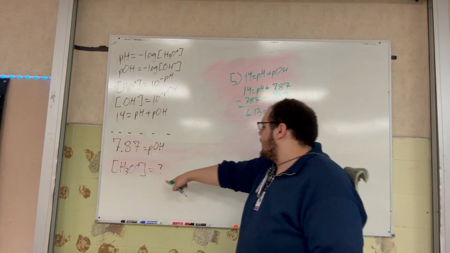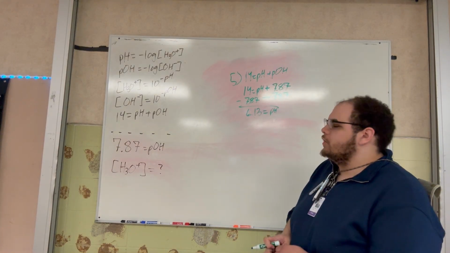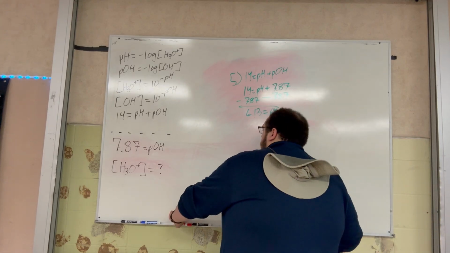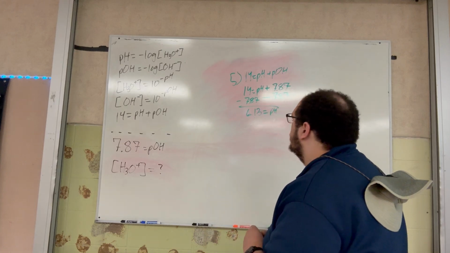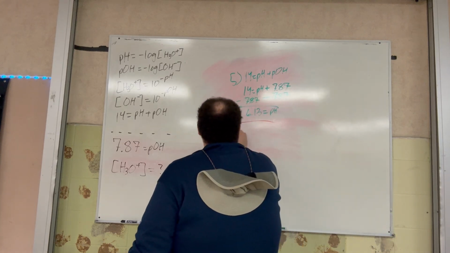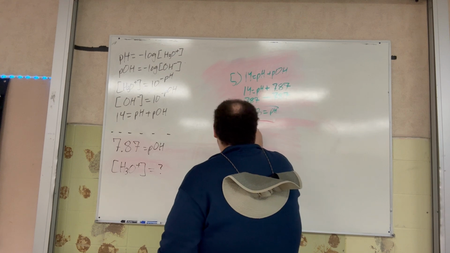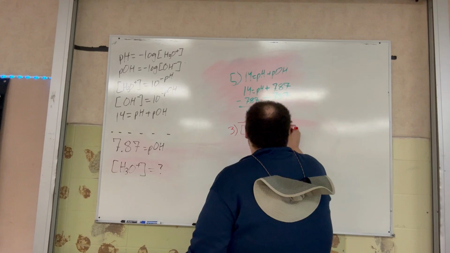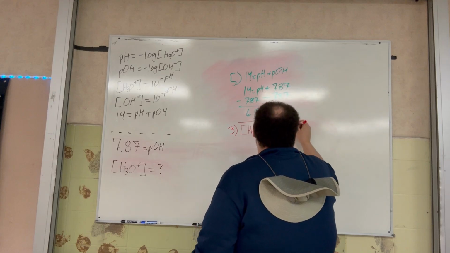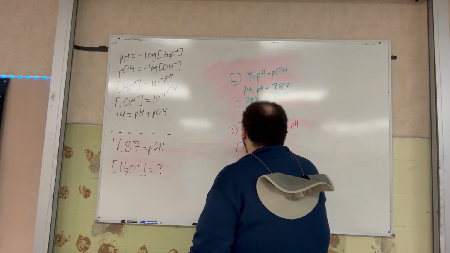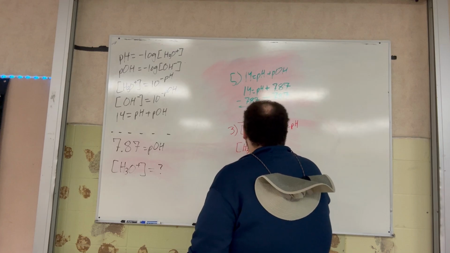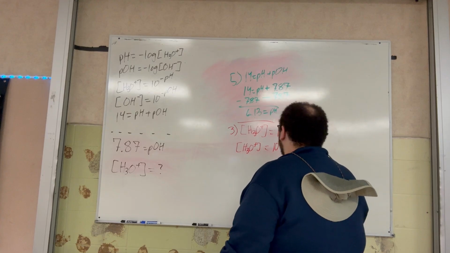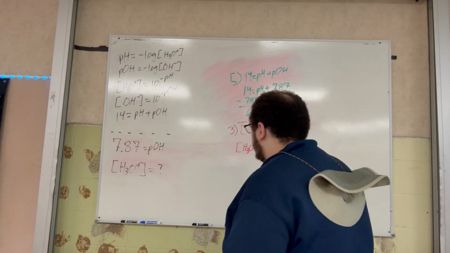Now I have pH. I need to find hydronium. What equation will I use? Number 3. We'll use 3 here. H3O plus equals 10 to the negative pH. H3O plus will equal 10 to the negative 6.13. Plug that in your calculator. What do you get?